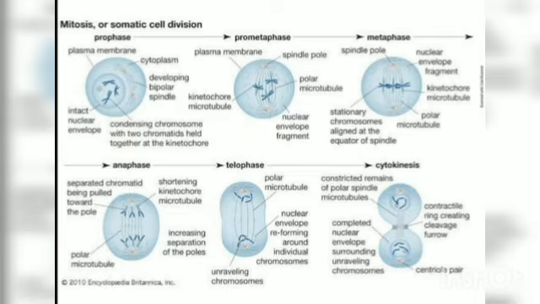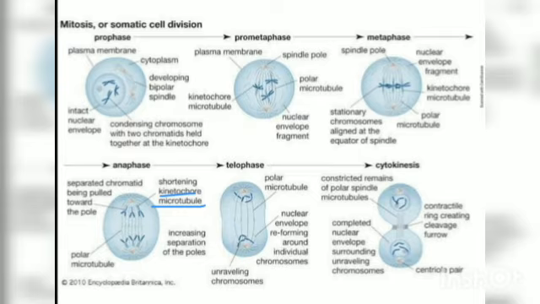And that occurs because of shortening of kinetochore microtubule. Okay, then that causes separation of split chromosomes, that means your chromatids.